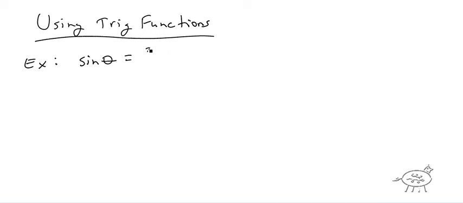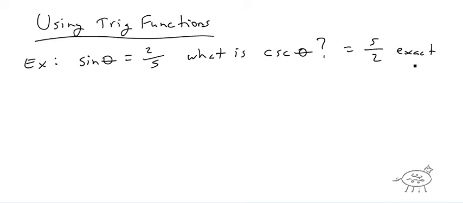Sine of theta is equal to 2/5. The question is, what is cosecant of theta? Of course, you know sine goes with cosecant because pilot goes with copilot, right? So that's going to be easy. That's just 5/2, and that's just because it's a reciprocal. And again, this is an exact answer. Okay, let's do another one.